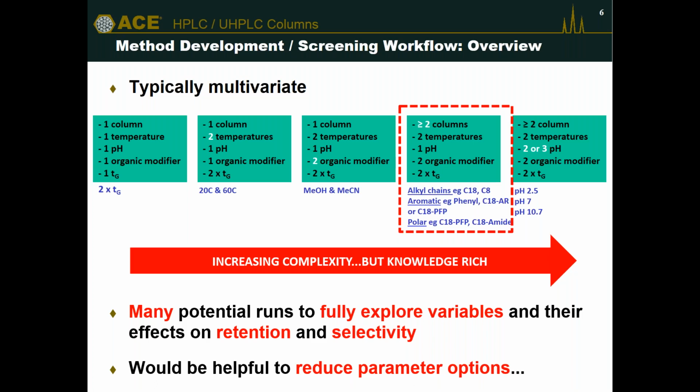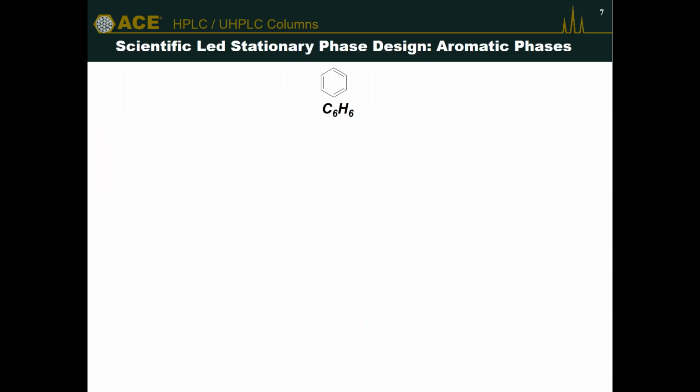And the purpose of this talk today is to describe how we can use different column chemistries, or more accurately different mechanisms of interaction, to help us maximize selectivity and to develop our methods in a more efficient and productive manner.